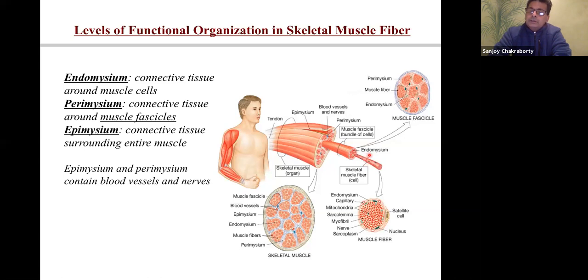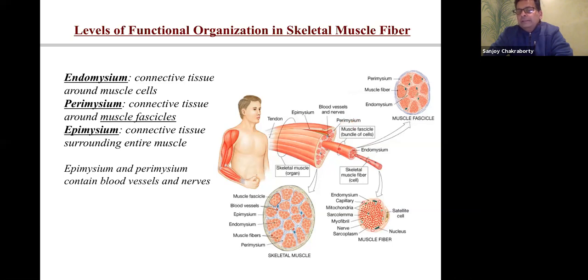The tissue that surrounds the outside of the plasma membrane is called endomysium. Let's say this is one cell, and we have tons of cells here. When they create a bundle, like let's say 10 cells, the layer outside this bundle is called perimysium. That's why this white layer is called perimysium.